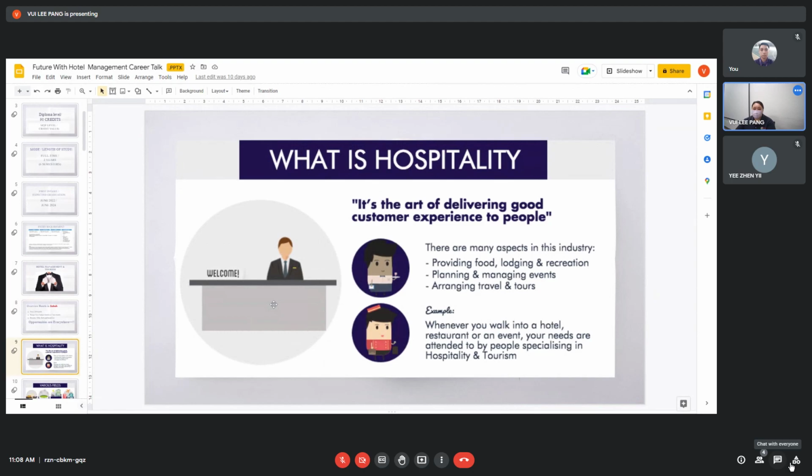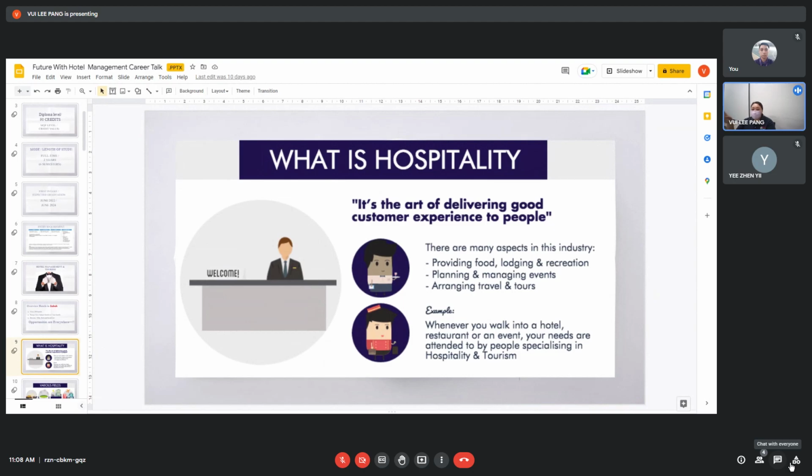So what is hospitality? Hospitality is the art of delivering a good customer experience to people. There are many aspects in this industry. Not only providing shelter, they also provide food, beverage, lodging, recreation, planning and managing events, and arranging travel and tours. During the pandemic, 2 years, right, you can see how they recovered, and the industry is now booming, especially local tourism.